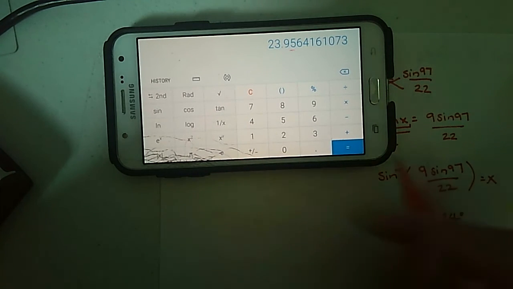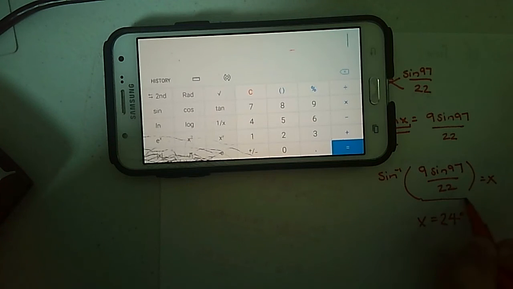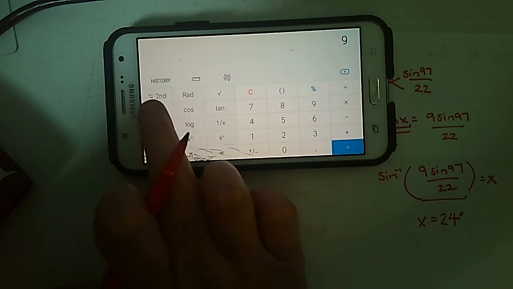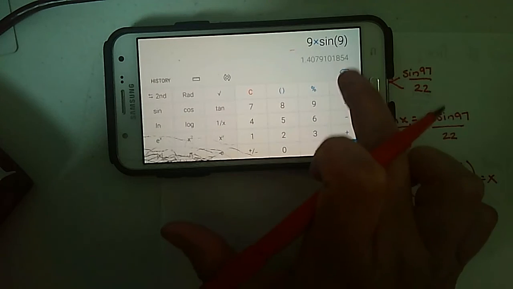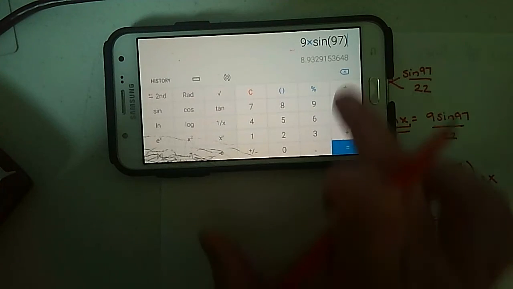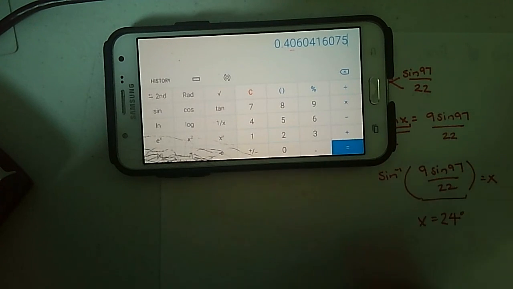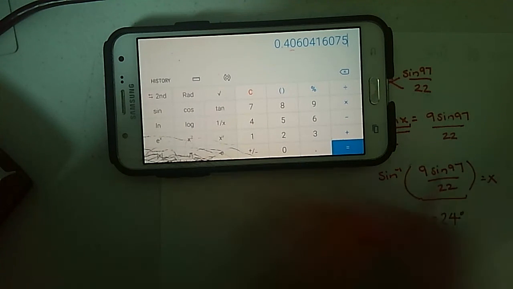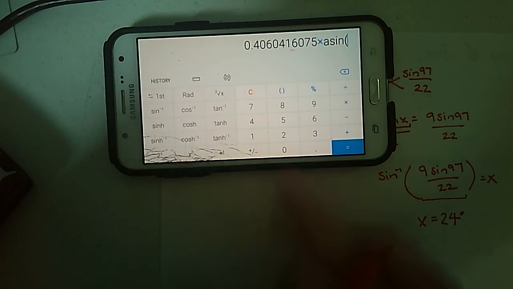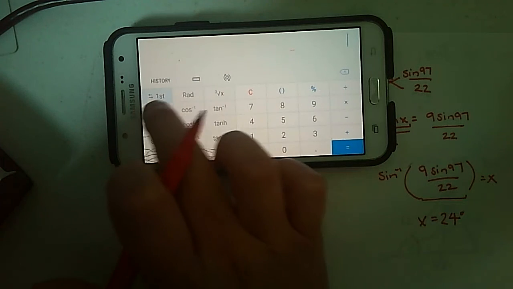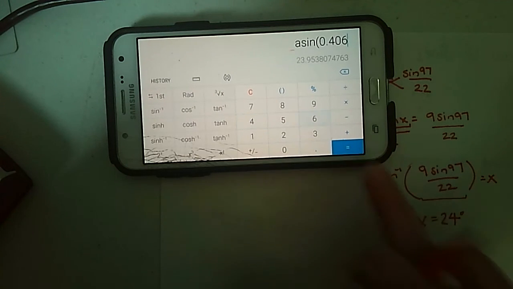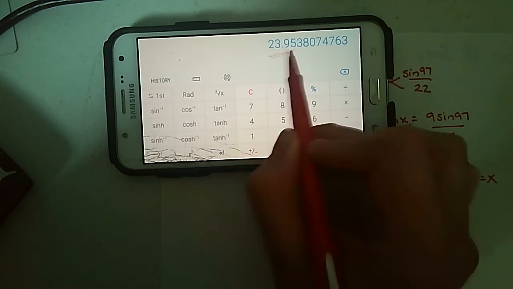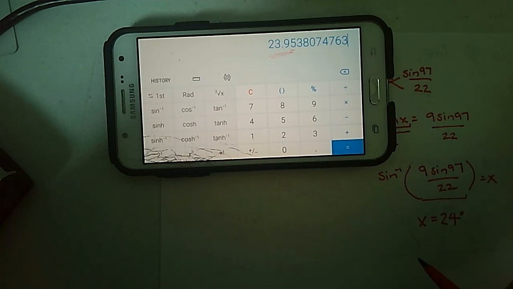And again, if you don't want to type it in all at once, you can do everything inside the parentheses first. So I can do 9 times the regular sine of 97 divided by 22. And we get 0.406. And then I can do the second sine of that 0.406. And you see we can also get 24 here as well. So there's kind of 2 ways you can type it into your calculator.